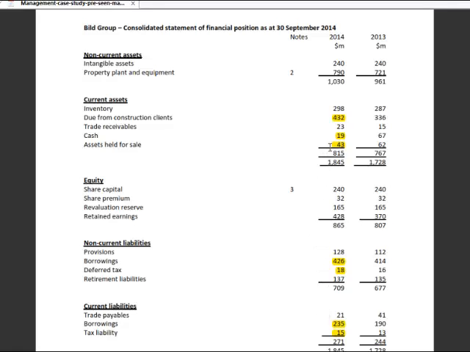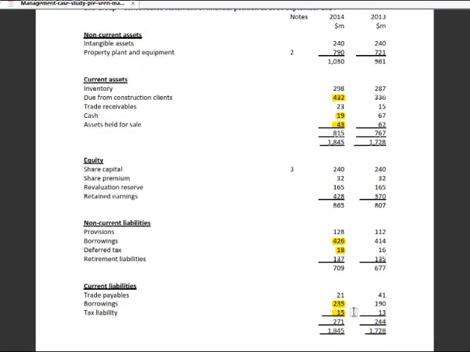Assets held for sale, I'd like to know a little bit more about those. What does that represent? I'd like to know a little bit more about deferred tax, although it's only a small amount. And something that is a puzzle to me, the tax liability here of 15 doesn't match the statement of profit and loss, where we've got a tax liability of 132. So I need to understand, why is there a difference here? Why is this 15 instead of 132 or some number thereabouts?